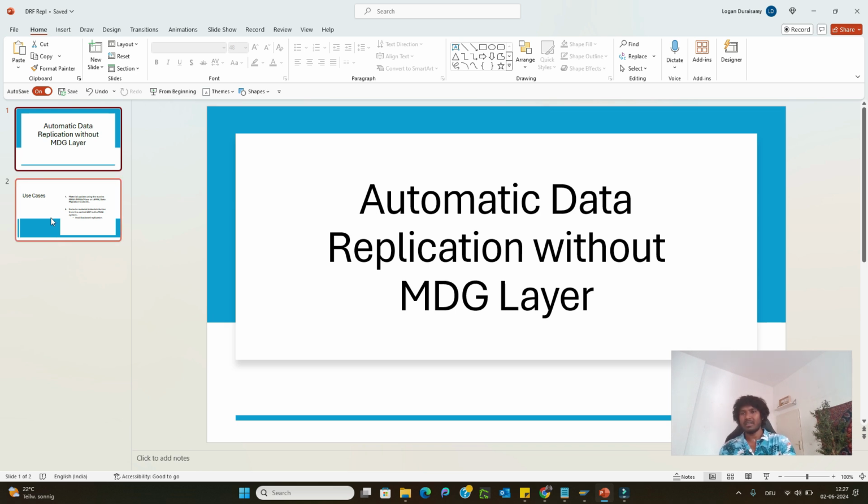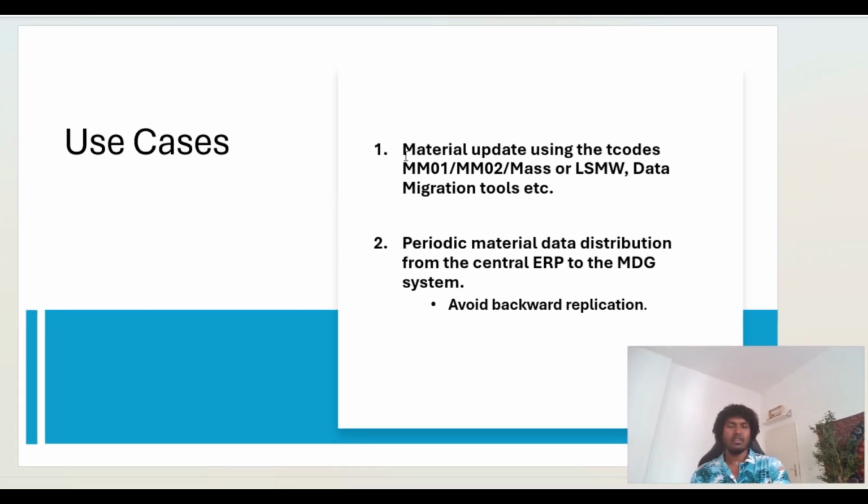So let's go to the next slide. These are the use cases. In one use case, people update the material data using the T codes MM01, MM02 or MASS, or LSMW, or even data migration tools directly in the backend.